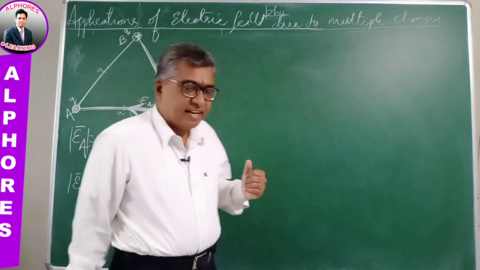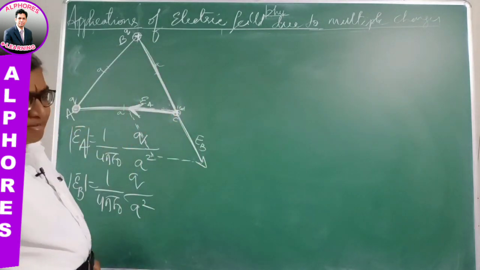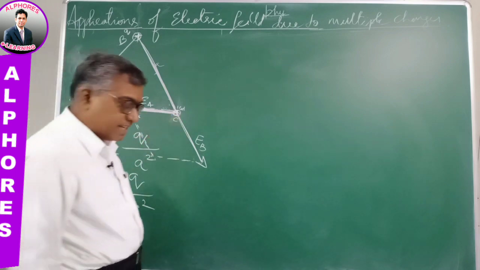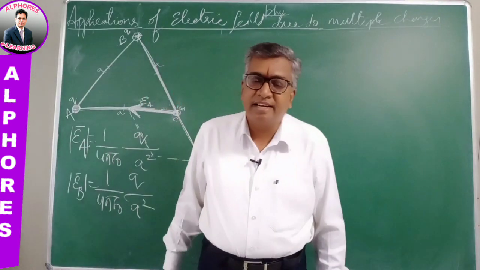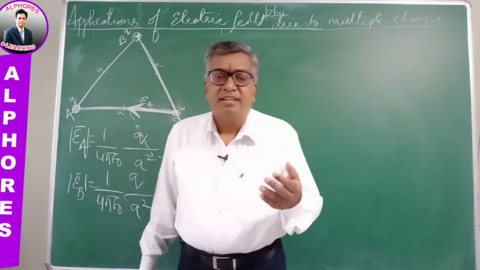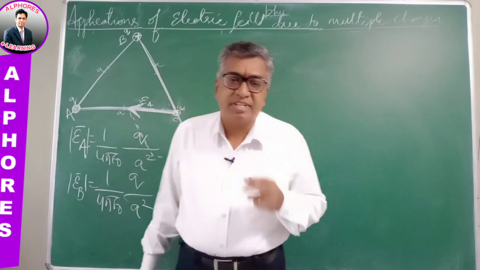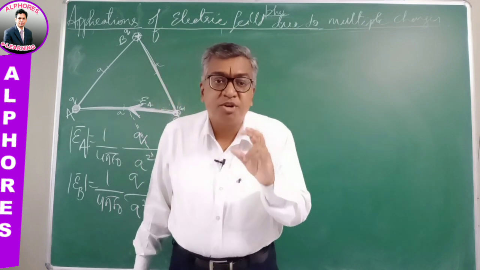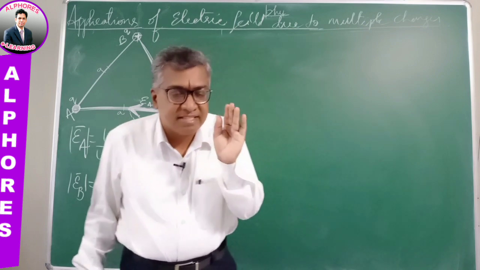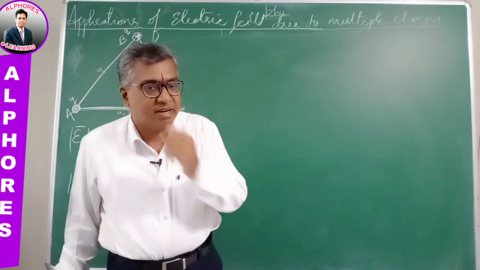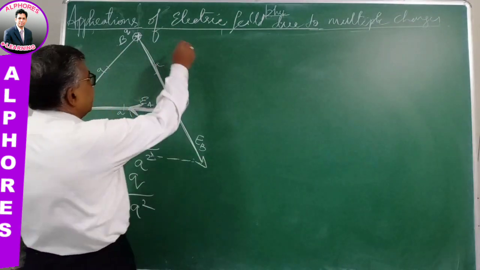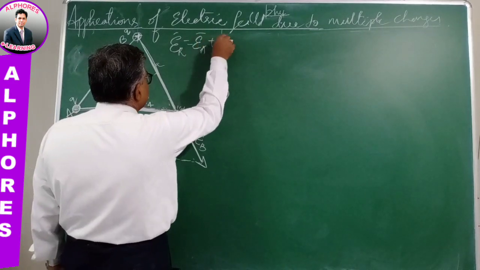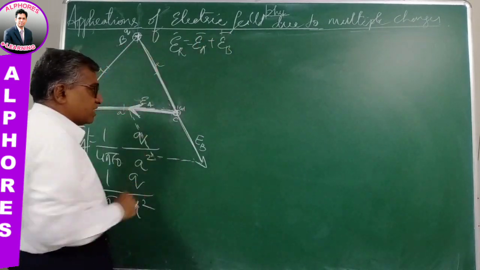So first step, find the fields individually, consider them as isolated charges. I have found the magnitude and I have taken the vectors also, direction. Second, according to the principle of superposition, the resultant electric field strength is given as the vector sum of all the individual electric fields, E1 bar plus E2 bar plus E3 bar, and so on. So therefore, the resultant electric field is EA bar plus EB bar, since there are two charges.